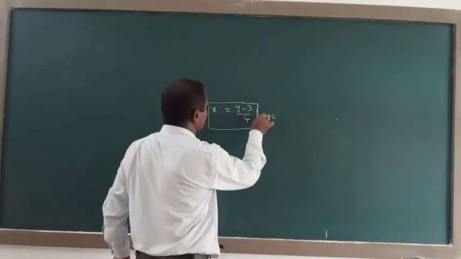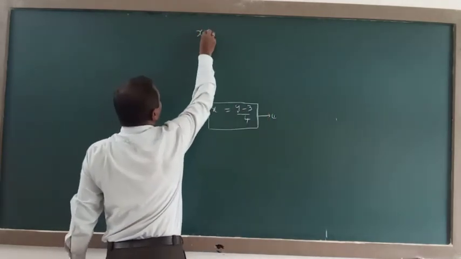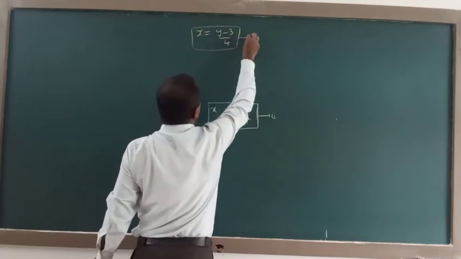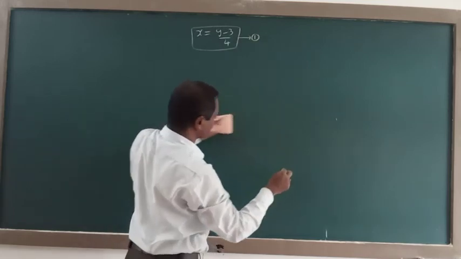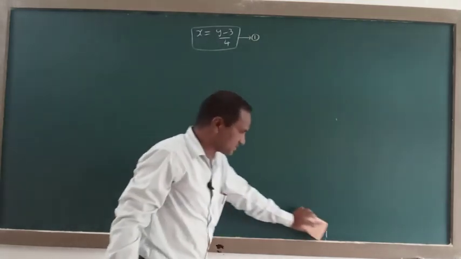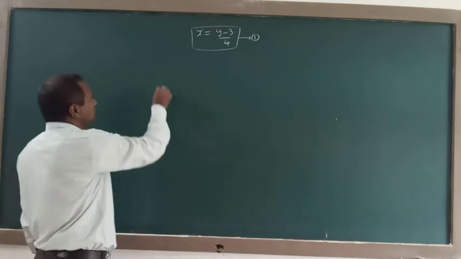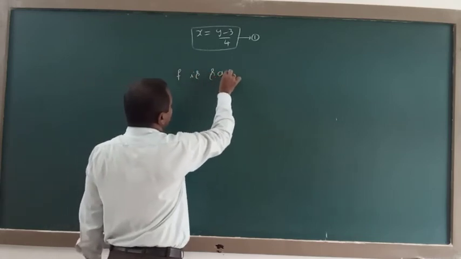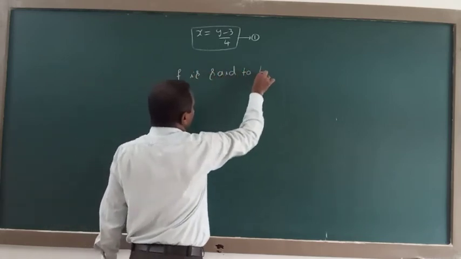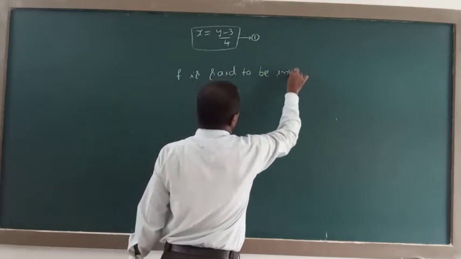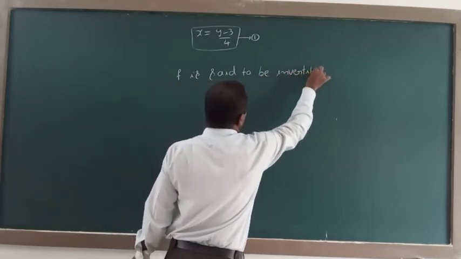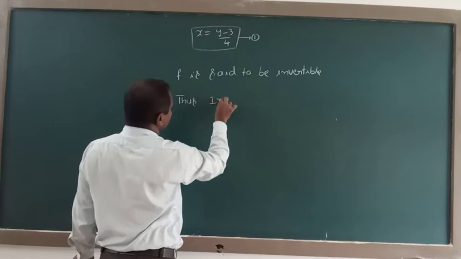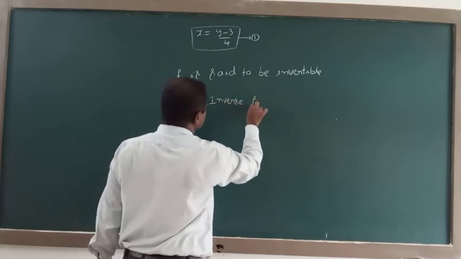Here we got x is equal to y minus 3 divided by 4. Equation number 1 this is. After completion of that, f is both one-one and onto, therefore f is said to be invertible. Thus the inverse function exists.